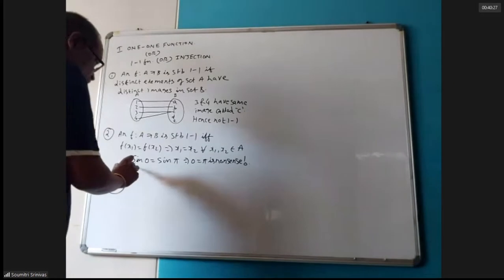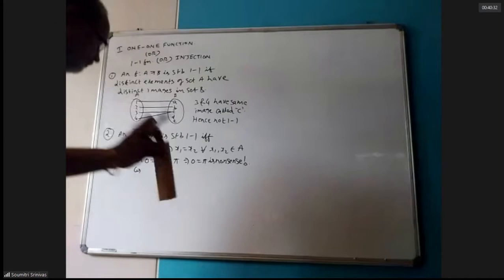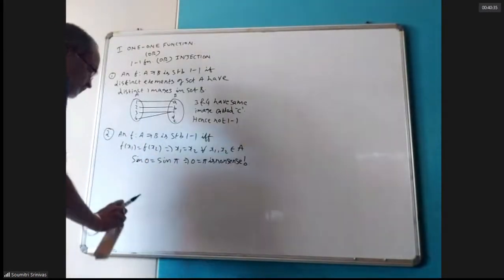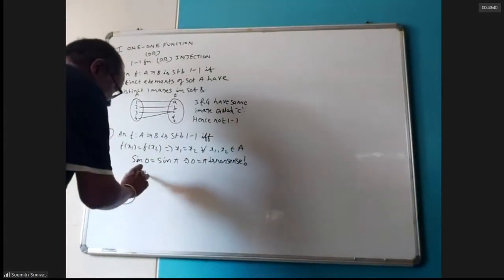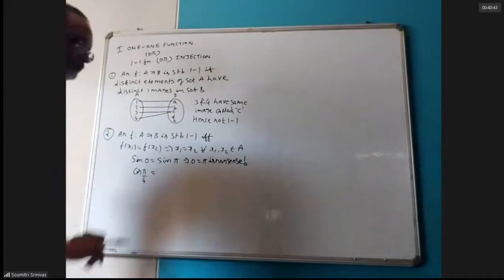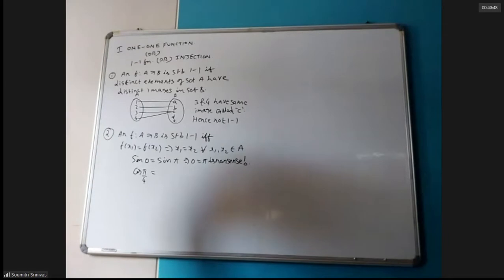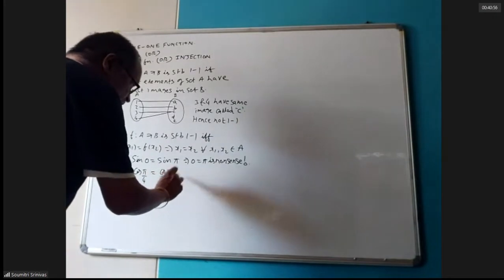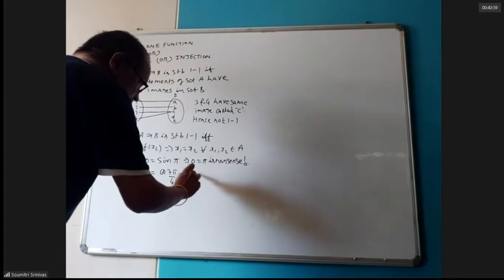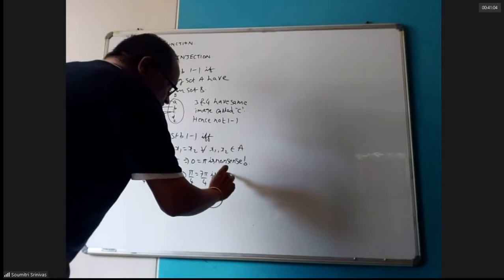Cos pi by 4. Cos is positive in which quadrants? First and fourth quadrants. In the first quadrant, cos pi by 4 is 1 by root 2. In the fourth, cos of 2 pi minus pi by 4, which is cos 7 pi by 4. Does it imply pi by 4 equals 7 pi by 4? No, sir.